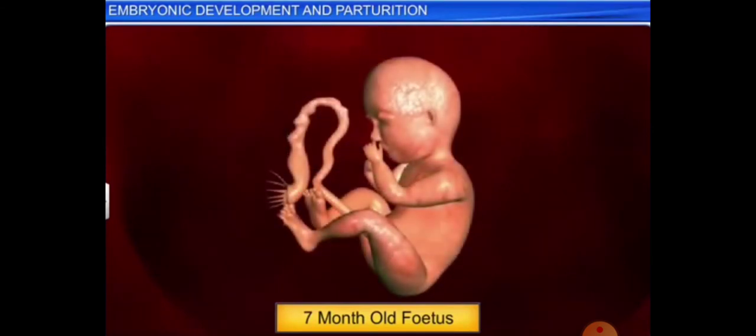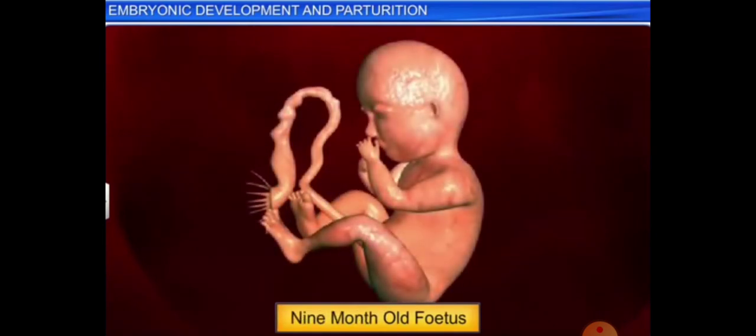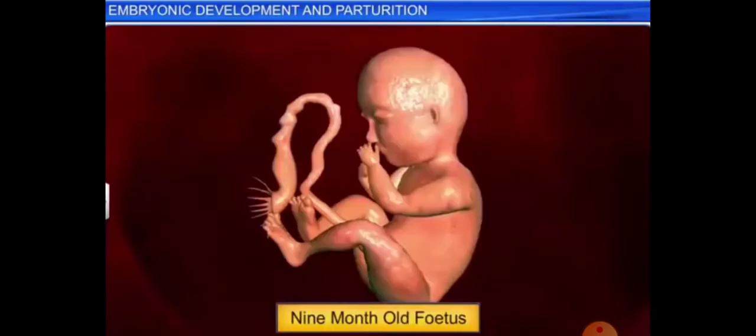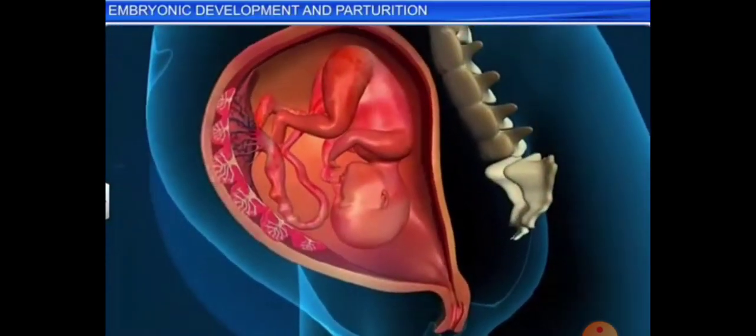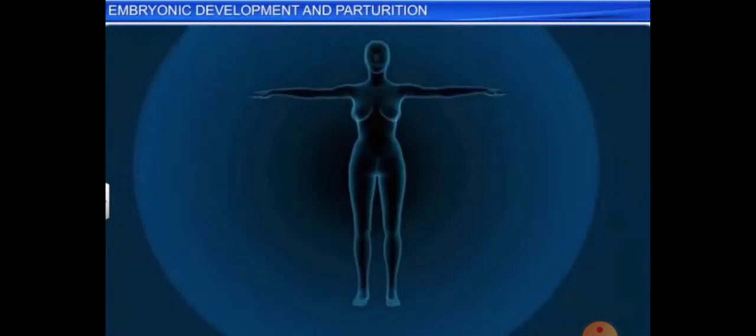Another 4 months and the fetus is rapidly gaining weight and its bones get stronger. By the beginning of the 9th month, the fetus is fully developed. In the 9th month, it assumes the position it will take during delivery.